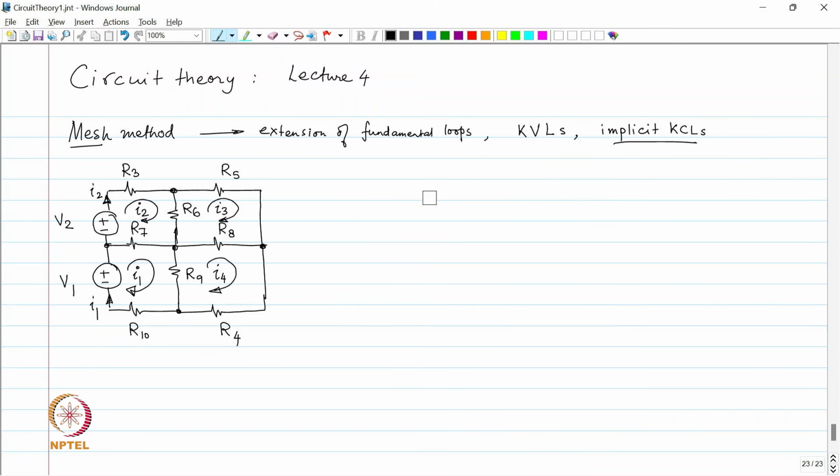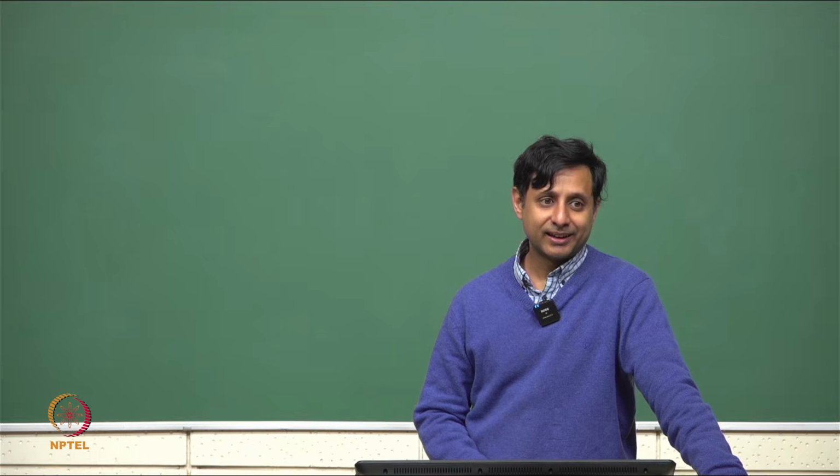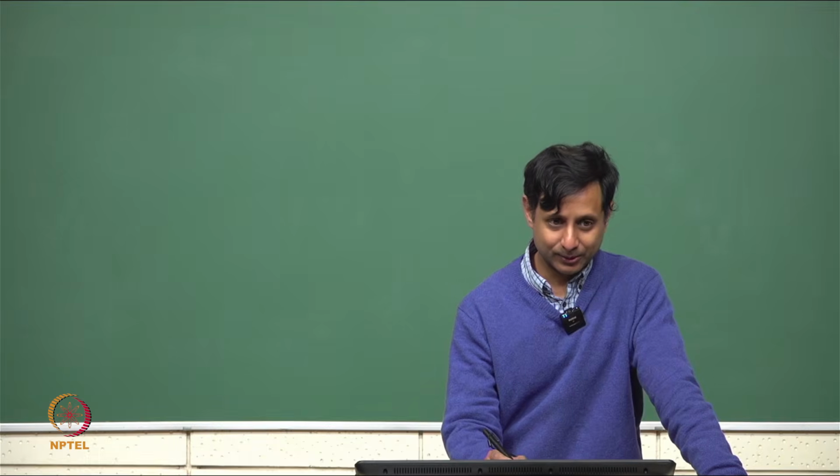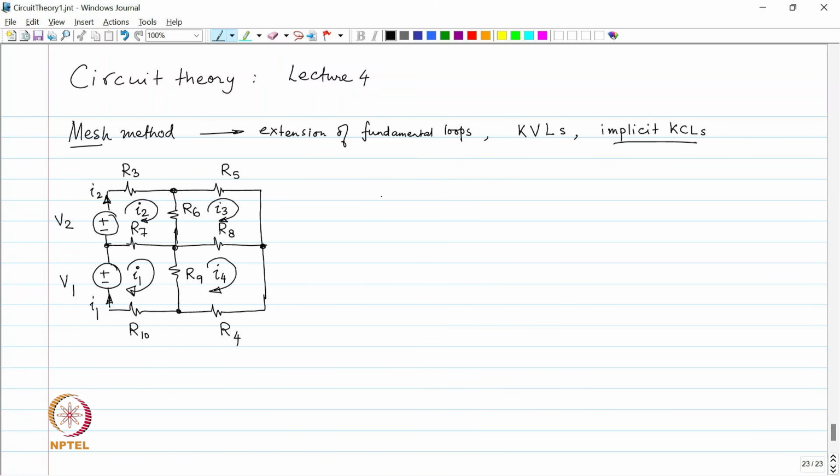This is what we are going to do. We are only going to write KVLs. How many KVLs are we going to write? 4. And by now you have understood the way I do things. Okay. When I have to write 4 KVLs, I am going to write it up in the form of a matrix with 4 rows. Let us make it a little bigger.